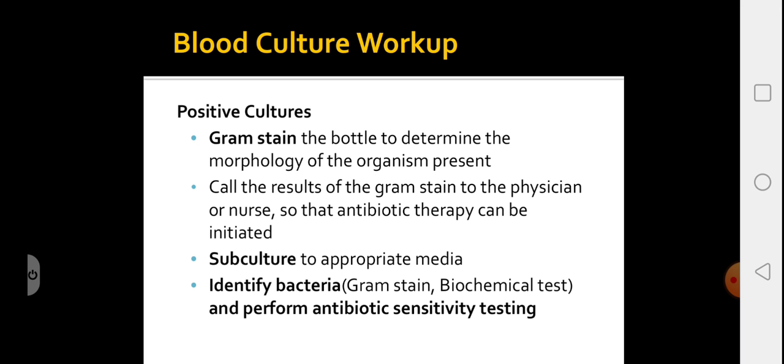Further, how do you work up the positive blood cultures? Immediately you perform a Gram stain from the bottle and you report to the physician whether it is a gram positive bacteria, gram negative bacteria or a fungus, and then you subculture the broth onto the solid media and you further identify on the next day with the help of Gram stain, biochemical testing, and perform the antibiotic sensitivity testing.